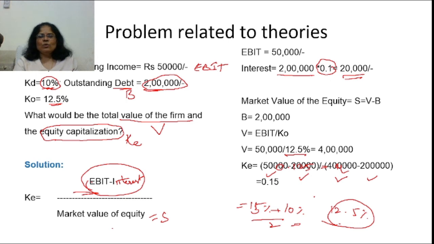Right? So with this I would like to conclude this video, friends, and we discussed four approaches: the NI approach, NOI approach, Modigliani Miller approach and traditional approach. Right? So we'll meet you again with dividend decisions in the next video.